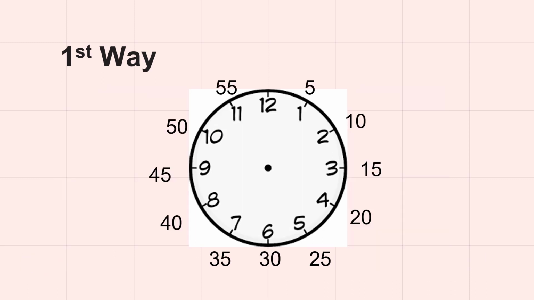Each number of the clock represents 5 minutes. So 1 is 5 minutes, 2 is 10 minutes, 3 is 15 minutes, and so on. People usually round up or down to the nearest multiple of 5.